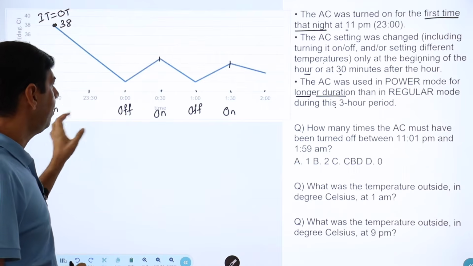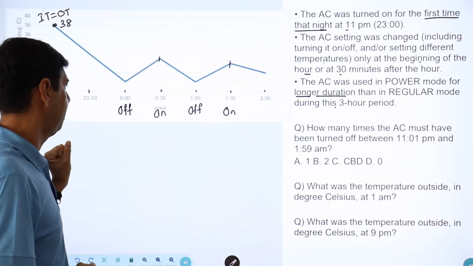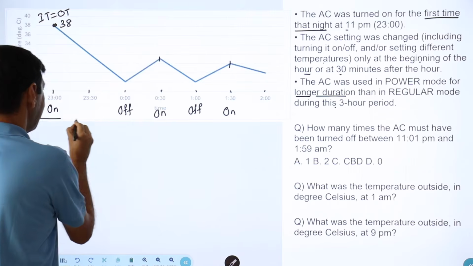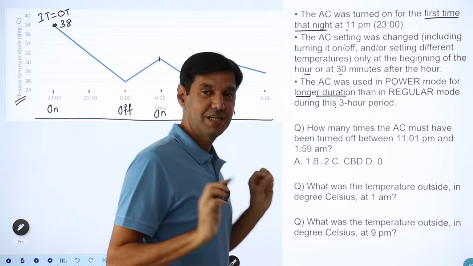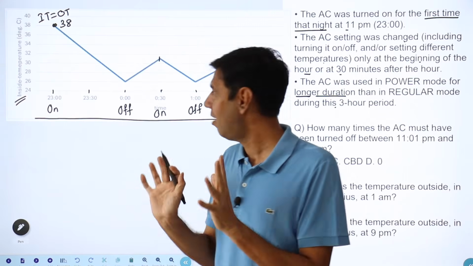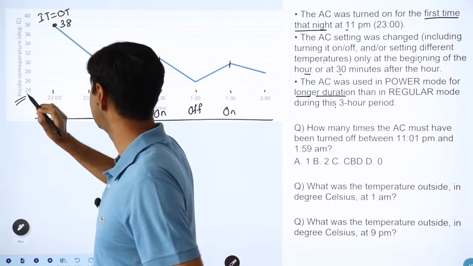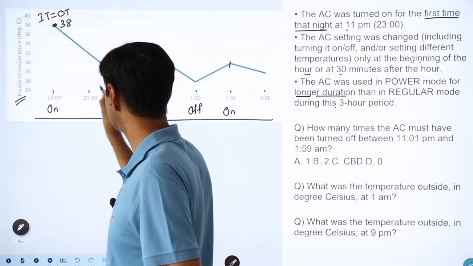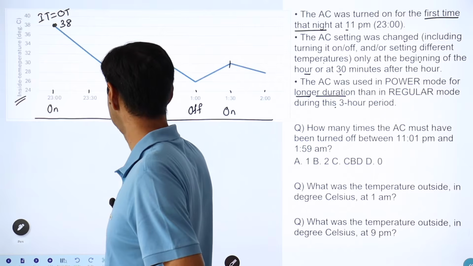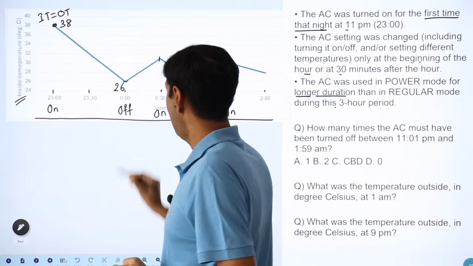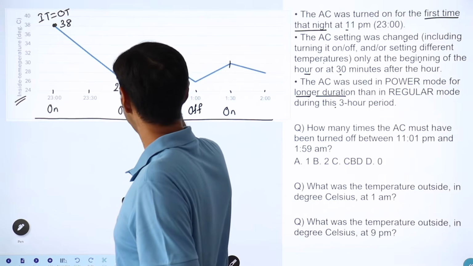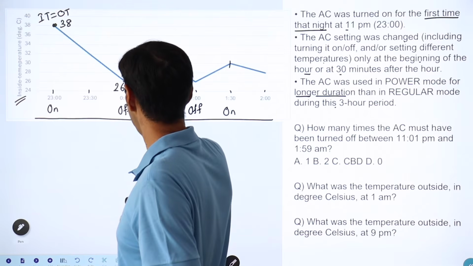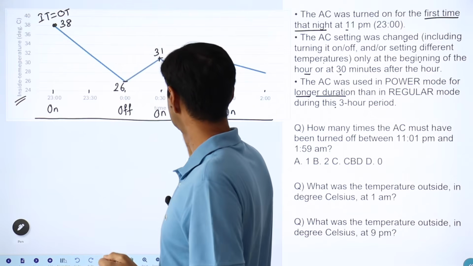Now, if I go into detail now, pay attention. So I have regular, you'll have to sit back and think, how does it start? So I start at this 38. Let's mark the readings first. This is a 26. Okay. And then it goes up to 31. This is a 31. And then it comes down to 26.